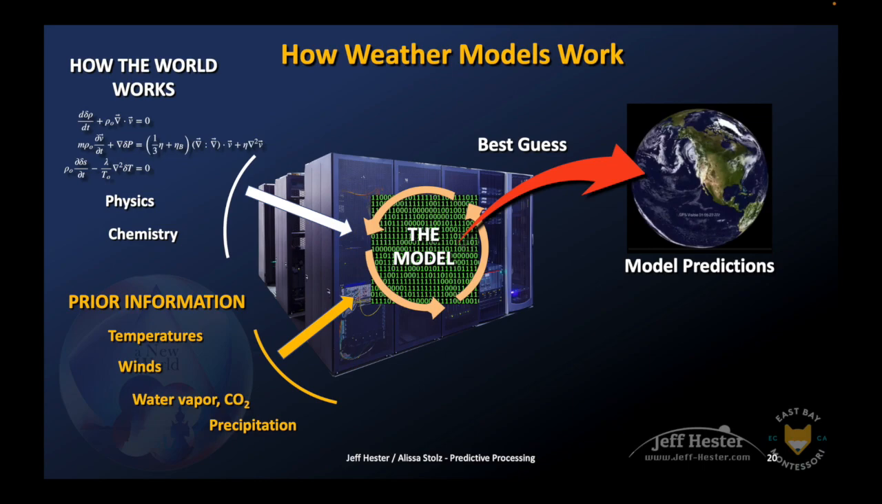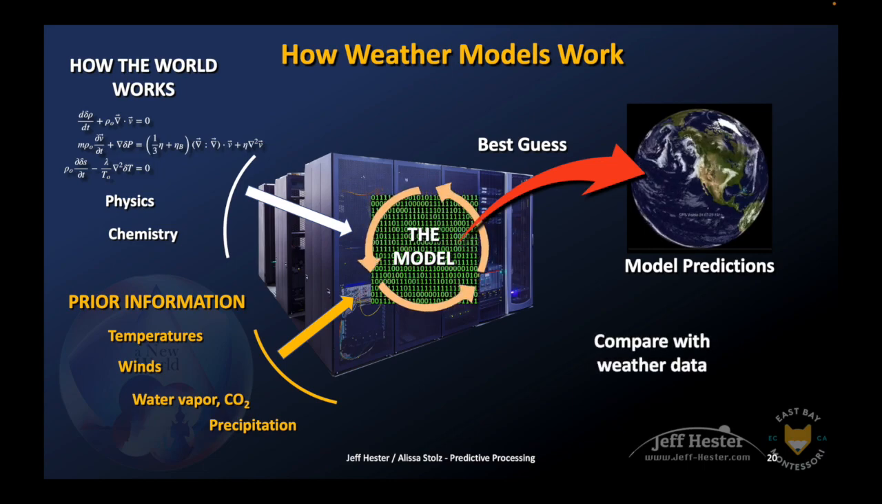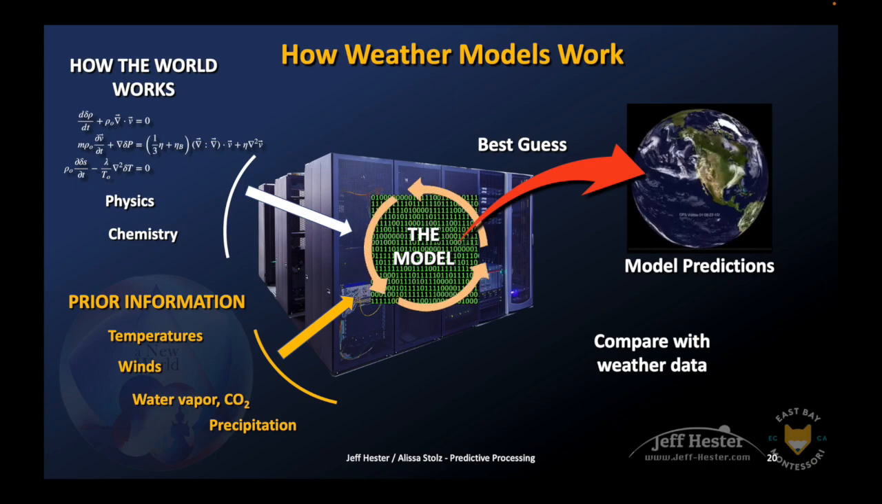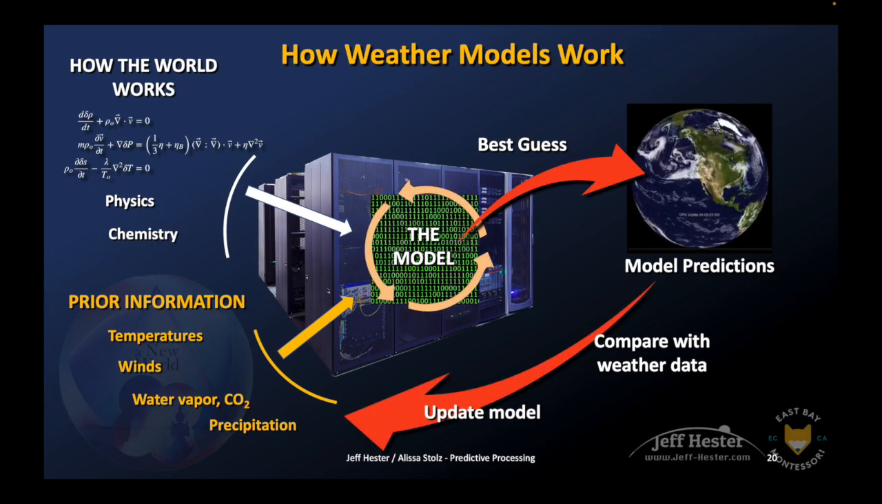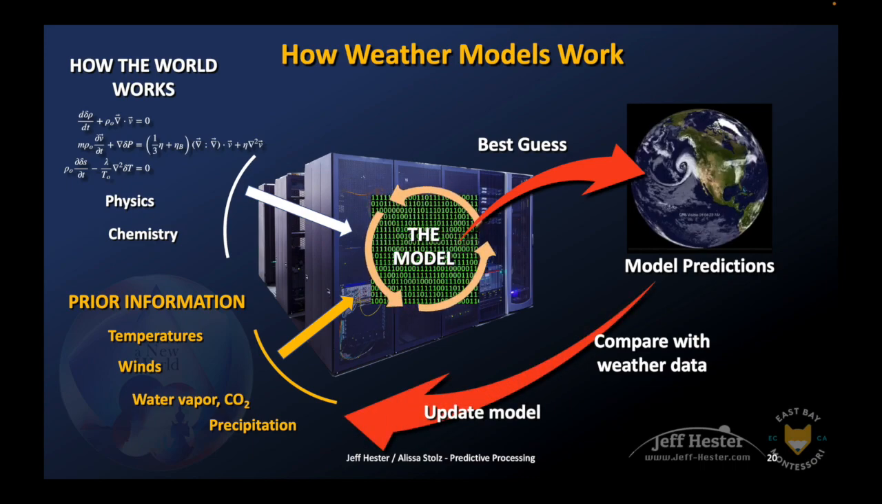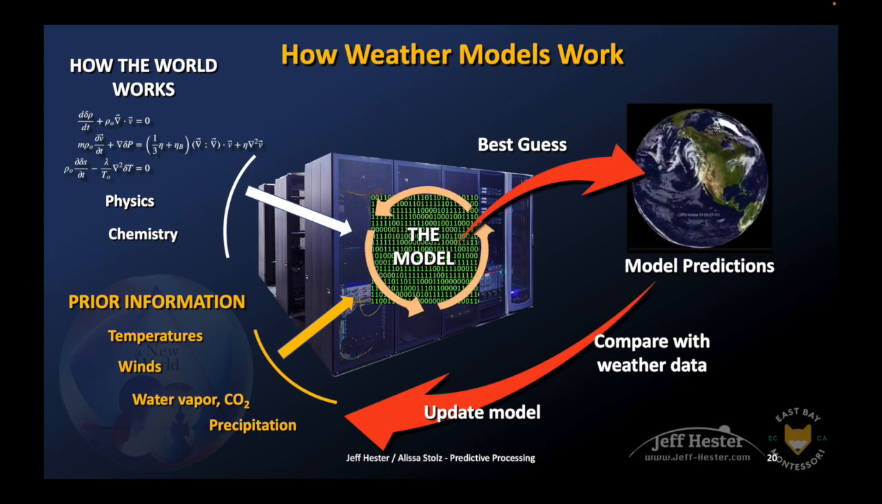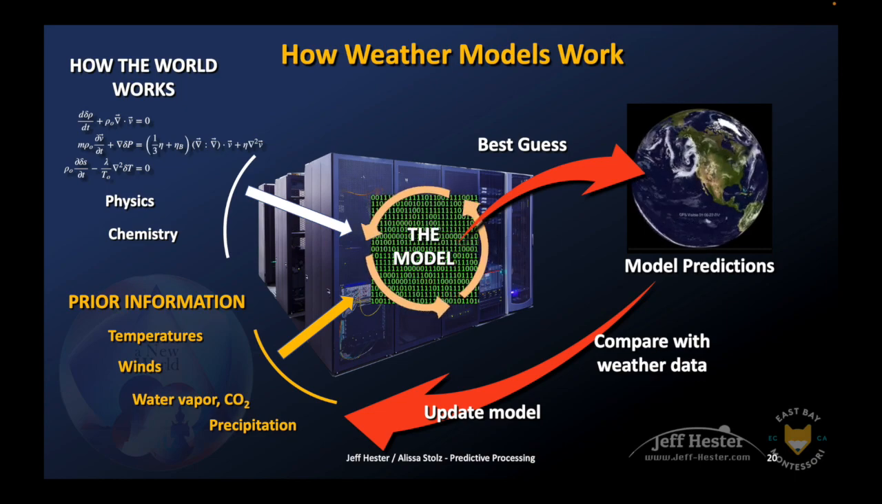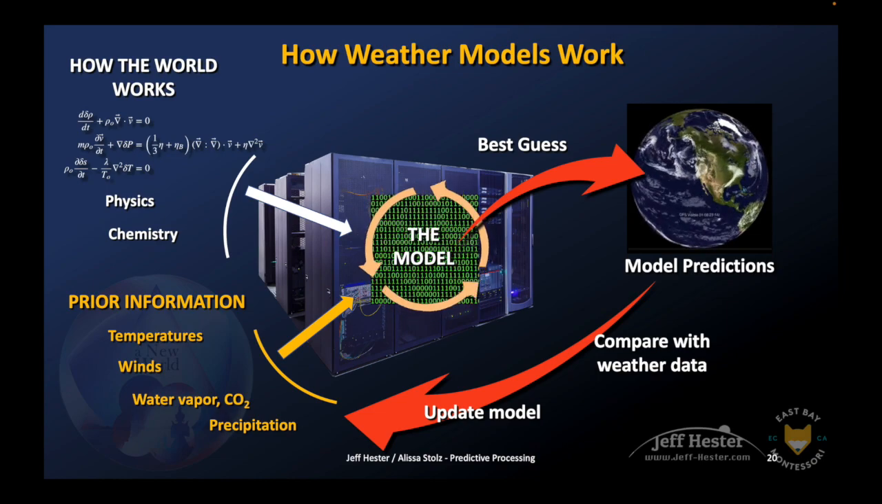So there you go. You've got your model. Your model is making predictions. It's offering up a best guess. Then what you do is you compare those predictions with actual weather data, and you use the differences to update the model, and then you do it again. And around and around and around you go. That's how weather models work. It turns out that's also how your brain works.